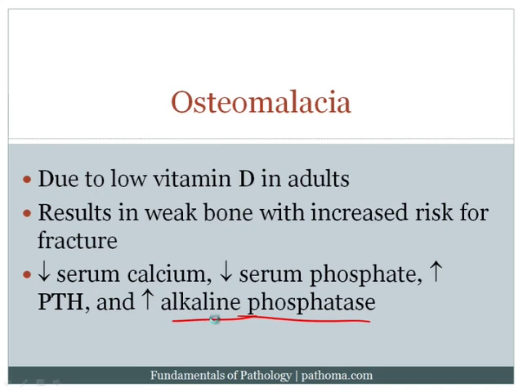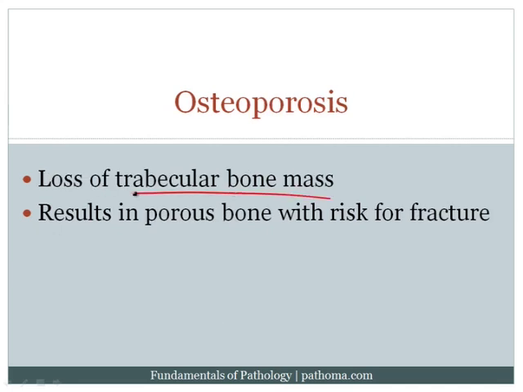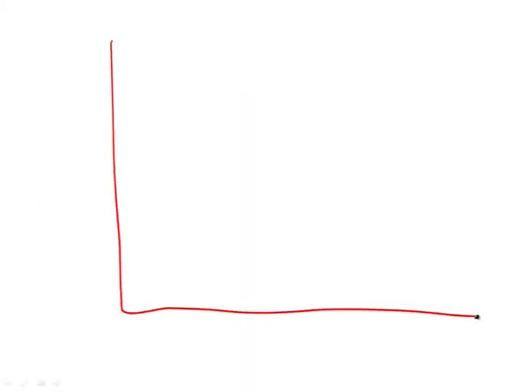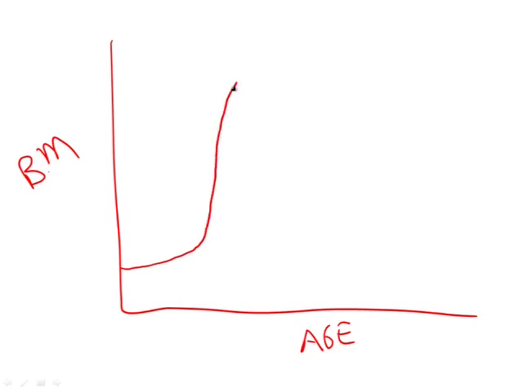unmineralized osteoid. Osteoporosis is when you have a loss of trabecular bone mass, and this results in porous bone, hence the term osteoporosis, that has an increased risk for fracture. The risk of osteoporosis is based on the peak bone mass and the rate of bone loss thereafter. In order to understand this, you need to understand a basic principle. Let's assume that this is bone mass on this axis here, and this is age on this axis. Then, over time, an individual develops something called the peak bone mass. This peak bone mass occurs at roughly the age of 30.